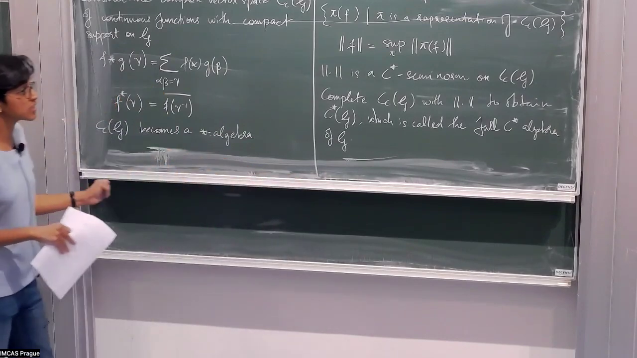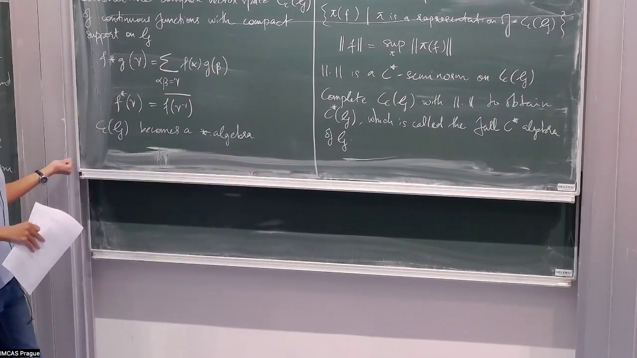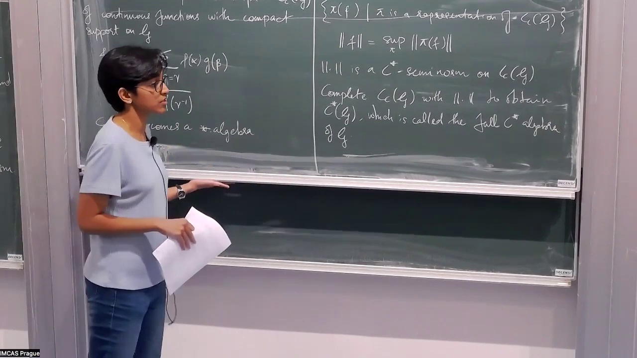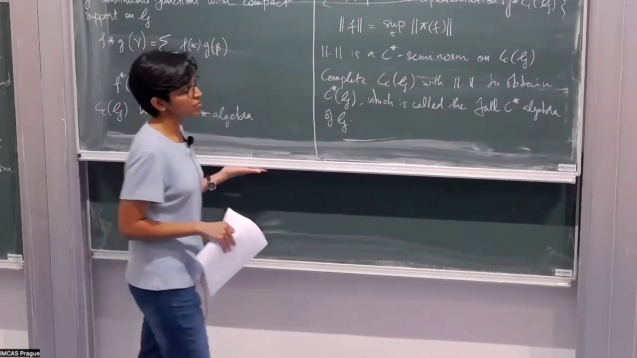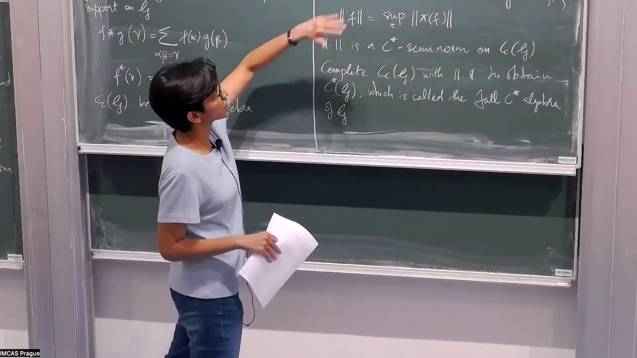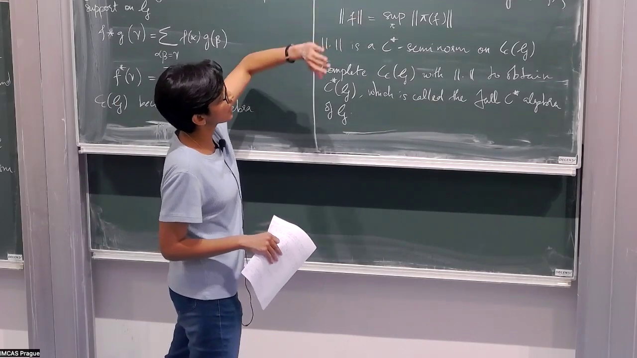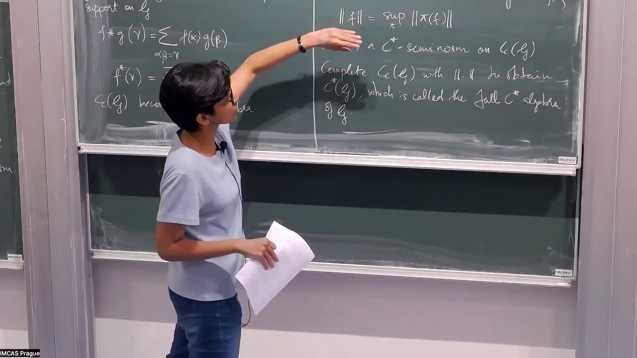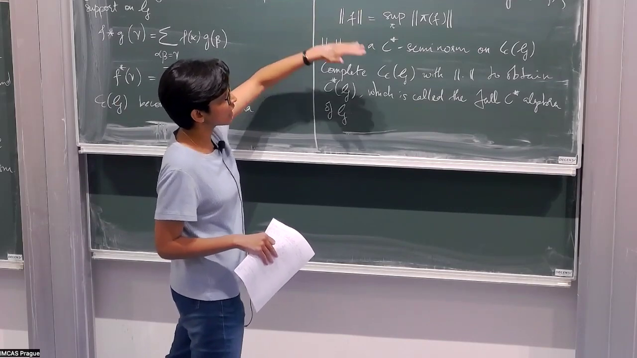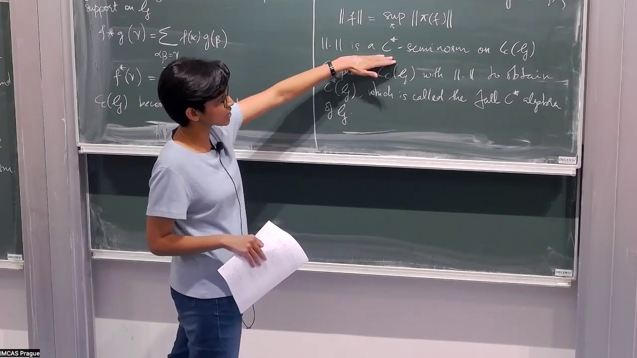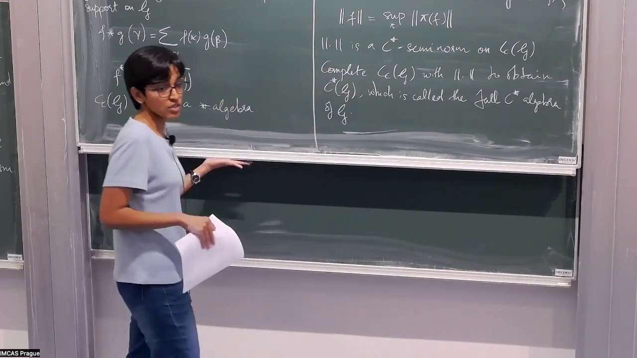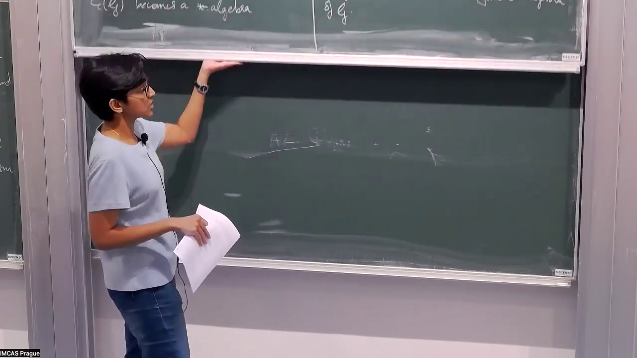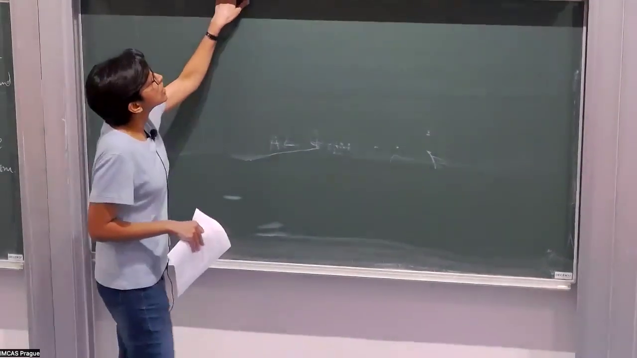We are going to consider two C-star algebras. One is the full and the other one is the reduced one. So this is the full C-star algebra. You just take all the representations and then you show that this collection is uniformly bounded so that you can define a norm this way. And then from this you get a C-star seminorm and then you complete it. So this is the universal C-star algebra.